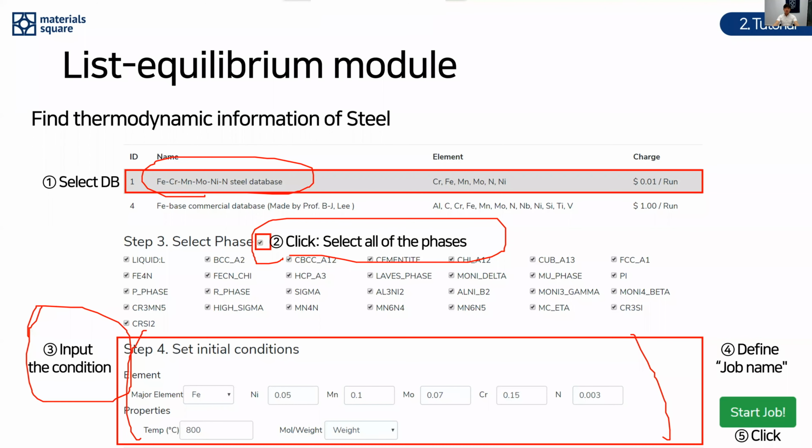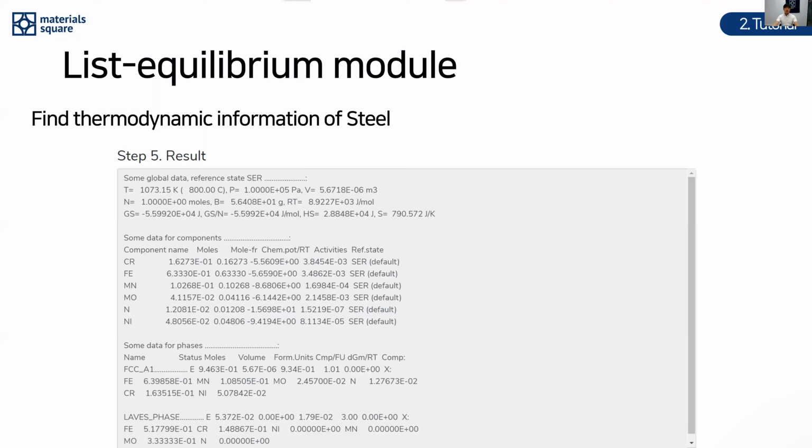And input the given temperature, and you can change the mole fraction or weight fraction type. This calculation uses the weight fraction type. If you input everything, please write a job name and start the job. If you click start job, after a while, you can see the result like the following figure.